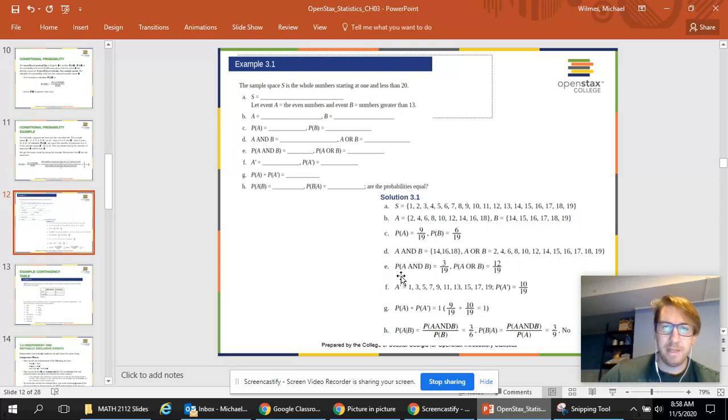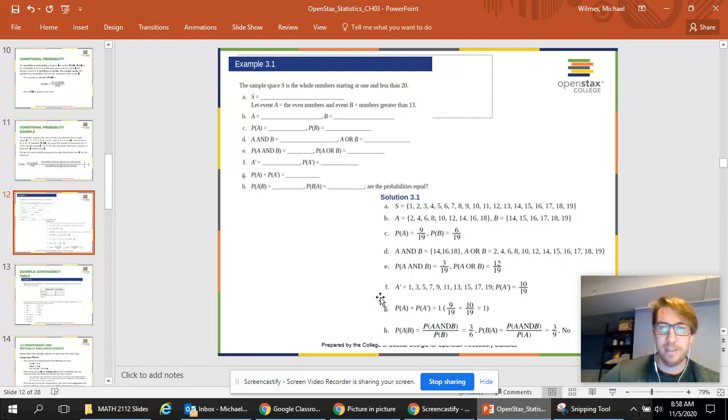So to calculate our probability of A and B, it's all the ways we can make A and B. So 1, 2, 3 (14, 16, or 18), 3 different ways over the total of 19. Probability of A or B, it's going to be all the ways we can make that. If you count that up, you get 12 different ways over 19.